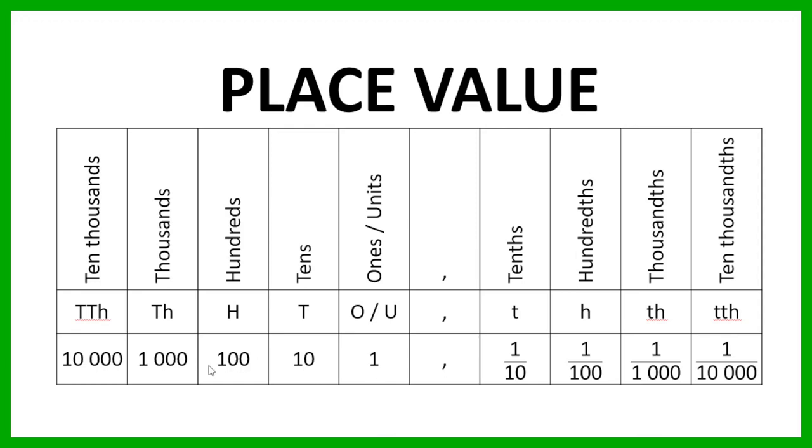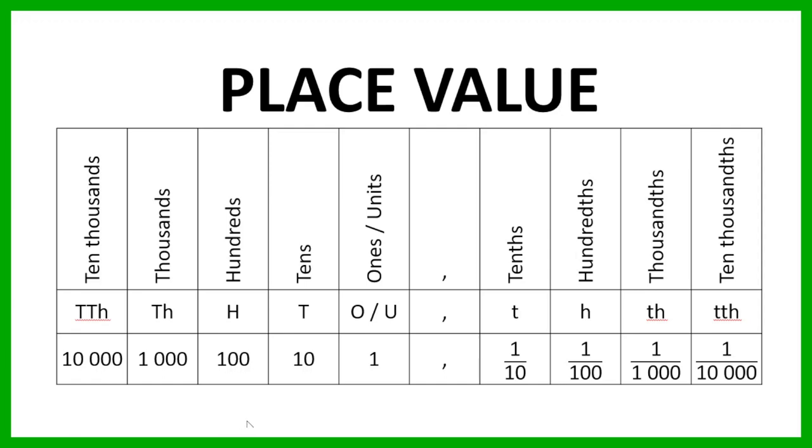And just like these positions in your whole number have different values, here you've got your ones, here your tens, here your hundreds, here your thousands, these ones also have different values. You've got your tenths, your hundredths, your thousandths, and your ten thousandths. And they can also continue going. I've only shown up to ten thousandths, but then you would have your hundred thousandths and your millionths and so on. So these are the fractional part of your number, and these form the whole number part of your number.